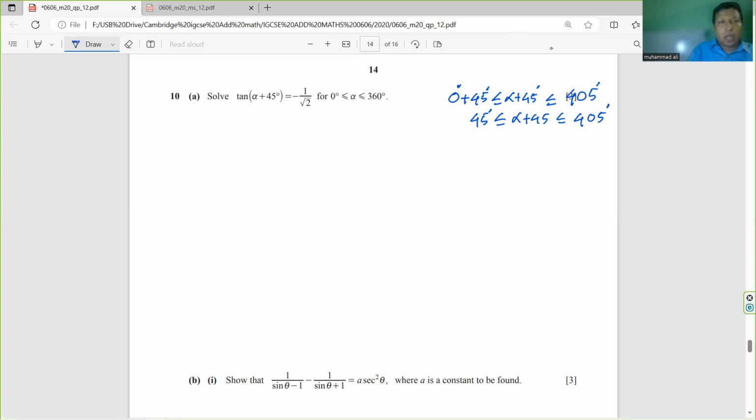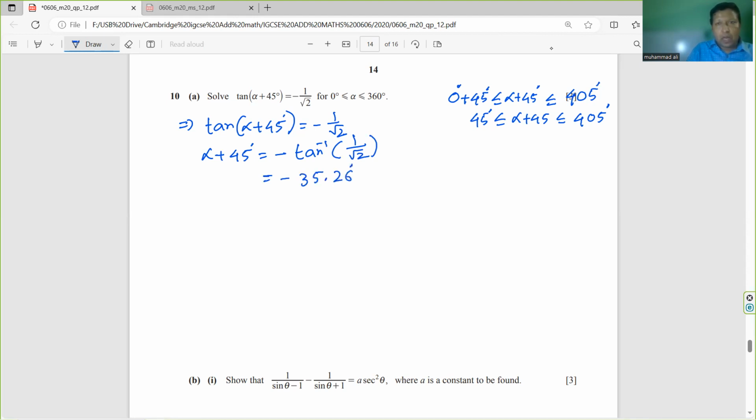405 degrees. Now, tan(alpha plus 45 degrees) equals minus 1 by root 2. So alpha plus 45 degrees equals, keeping the minus outside, tan inverse of 1 by root 2, so it will be minus 35.26 degrees. Now, we will check within 45 to 405 where tan is negative. Tan is negative in the second quadrant and also the fourth quadrant.